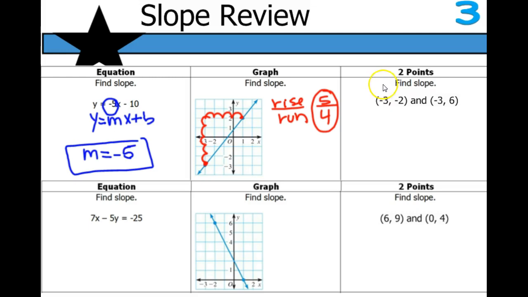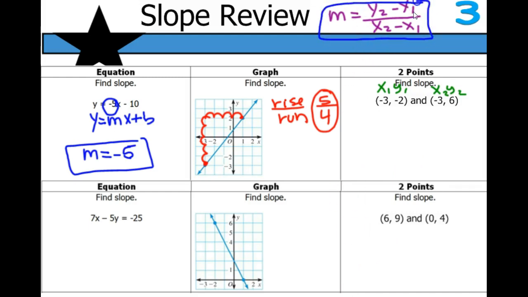And then the third way is from 2 points. x, y, this is my first point. x, y, this is my second point. And we need to use the slope formula. It is on your yellow formula sheet. It says y2 minus y1 over x2 minus x1. It says slope of a line next to it. So we need to just plug in our points into this formula.